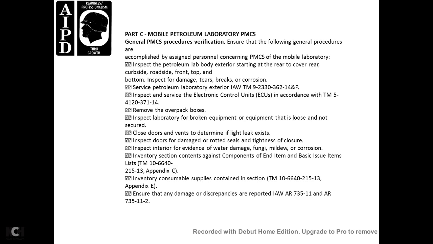Part C, mobile petroleum laboratory preventive maintenance check services. General preventive maintenance check procedure verification. Ensure the following general procedures are accomplished by assigning the personnel concerned with the preventive maintenance check services of the mobile laboratory. Inspect the petroleum lab body exterior, starting at the rear of the cover, the rear and curbside, roadside, front, top, and the bottom. Inspect for damaged chains and brakes and corrosion.